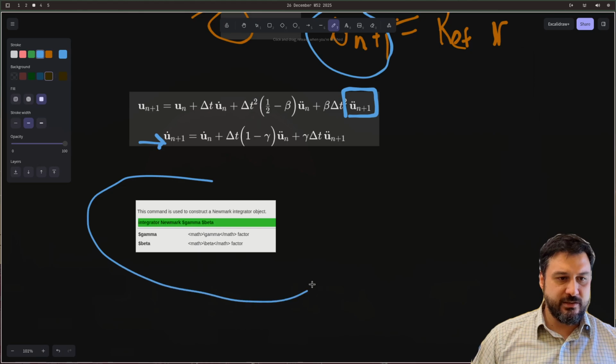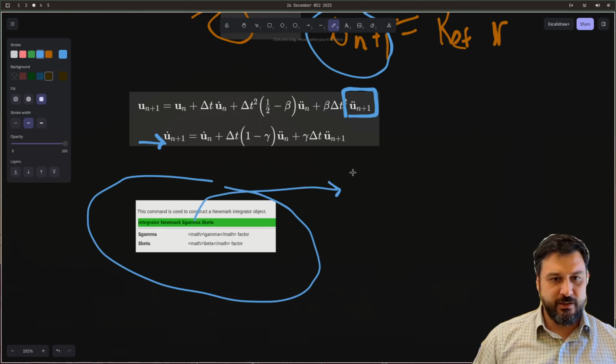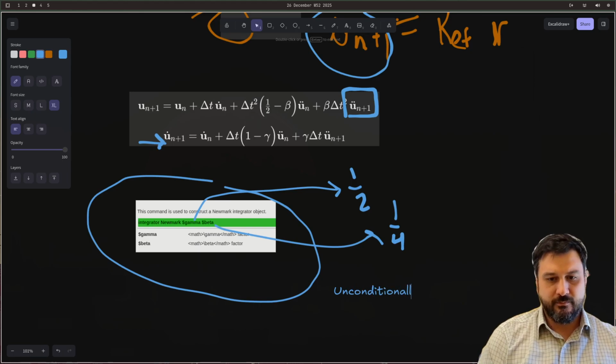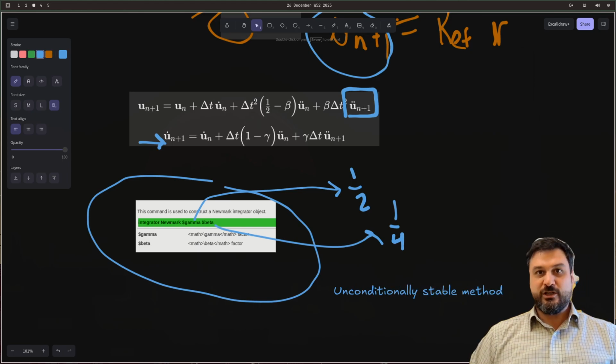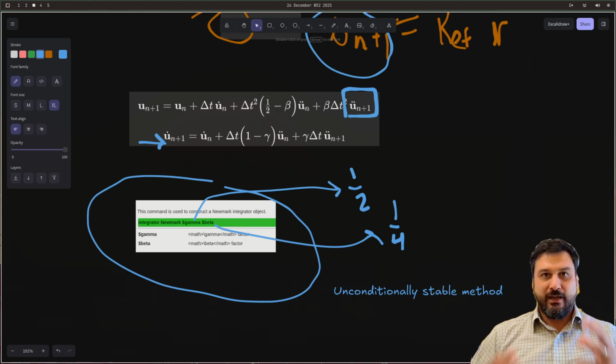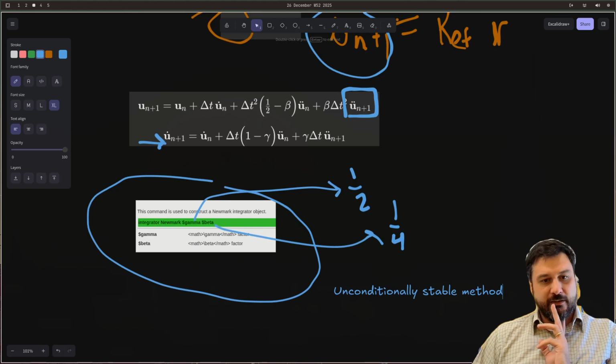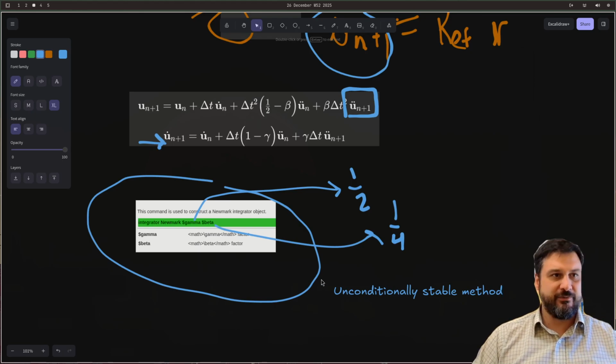In OpenSees, this is what we do. And typically, if you're not thinking about it too much, which I usually don't, you set this parameter to be 1/2 gamma, and you set this parameter to be 1/4. And that gives you a nice, unconditionally stable method, which means you don't have to worry about your time step and your simulations blowing up. So that's why we like Newmark, because we don't need to think that much, and it's going to be stable. It's going to give us some nice plots, and life is going to be very nice.